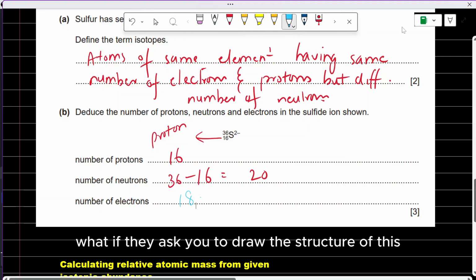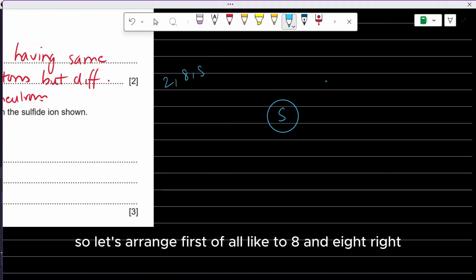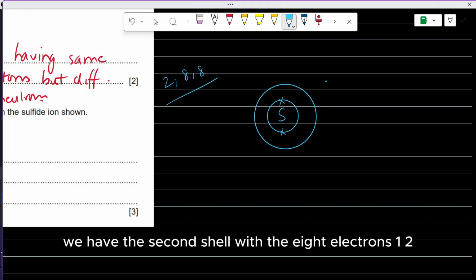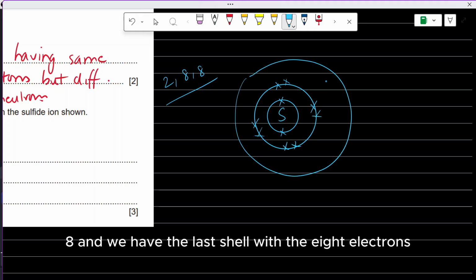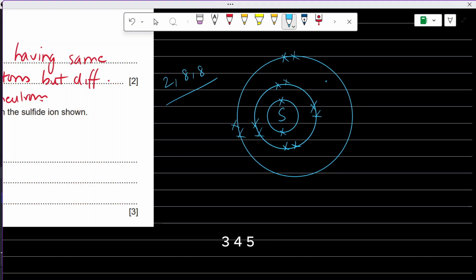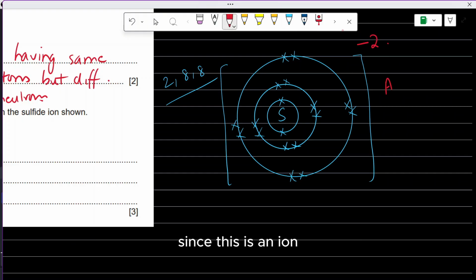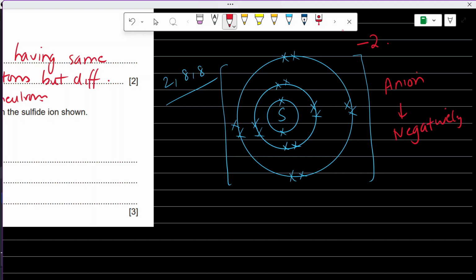What if they ask you to draw the structure of this ion? How will you draw? Sulfur, we have the first shell. So let's arrange first of all like 2, 8 and 8, right? 18. So we have the first shell. We have the second shell with the 8 electrons. 1, 2, 3, 4, 5, 6, 7, 8. And we have the last shell with the 8 electrons, right? 1, 2, 3, 4, 5, 6, 7 and 8. And as a reminder, make sure you write down the charge on the bracket, since this is an anion. And anions are negatively charged particles, right? So we call them anions.